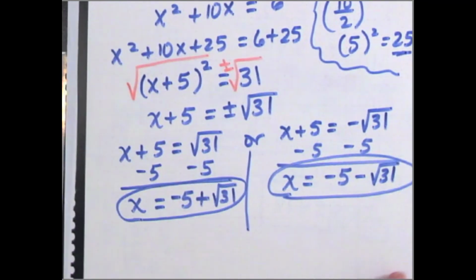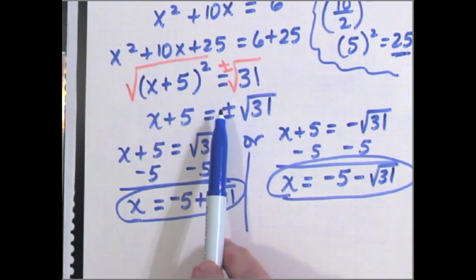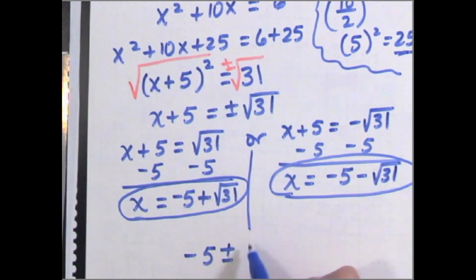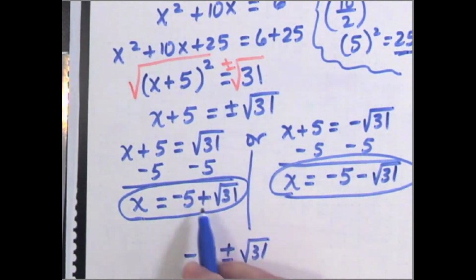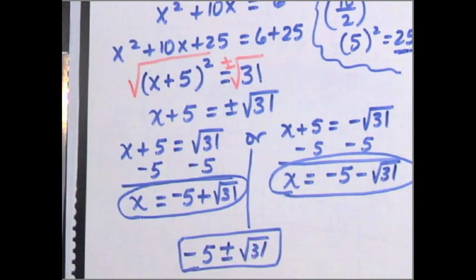Now, what we could have done is actually move the 5 over in the beginning, subtract 5, park it in front, and then write it as plus or minus the square root of 31. Looks kind of cool, doesn't it?